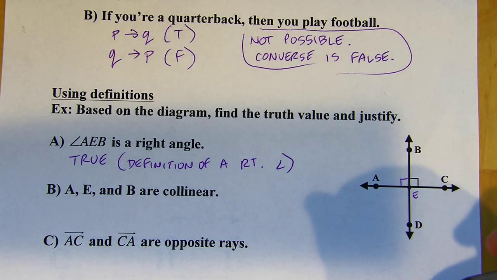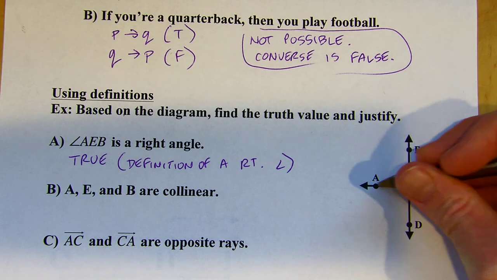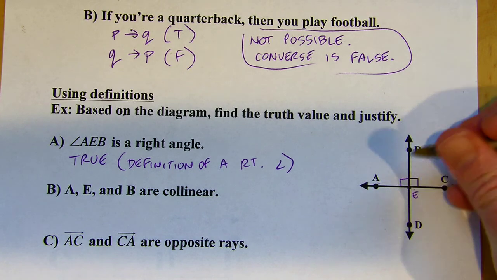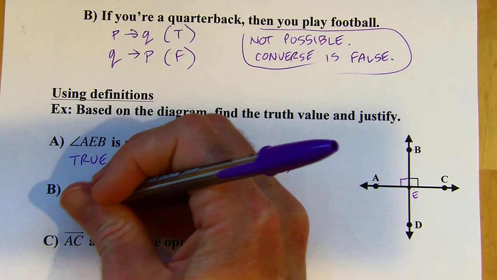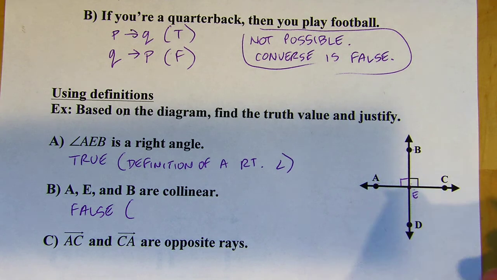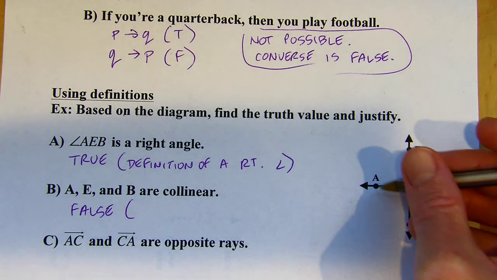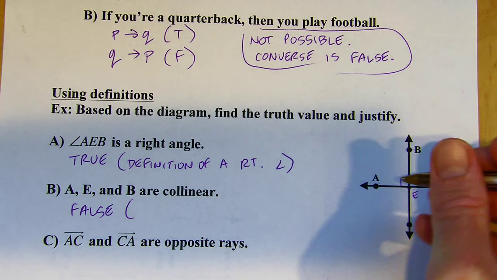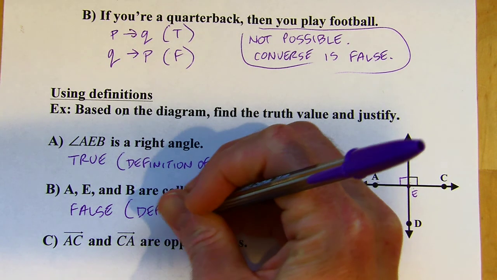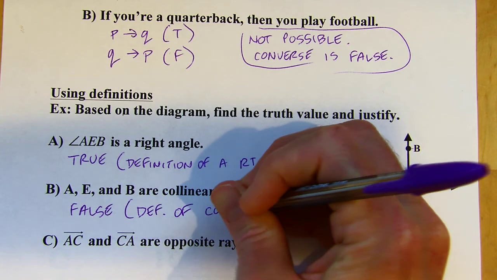All right, next one, A, E, and B are collinear. Well, they're not. They're not all on one straight line, right? You'd have to turn a corner there. So it's false. And then my justification, I'm going to say, well, the definition of collinear tells me that those are not collinear, because that's not what collinear means. Collinear means they're in a straight line. So again, I'm going to say definition of collinear, and I'm just using DEF for definition.